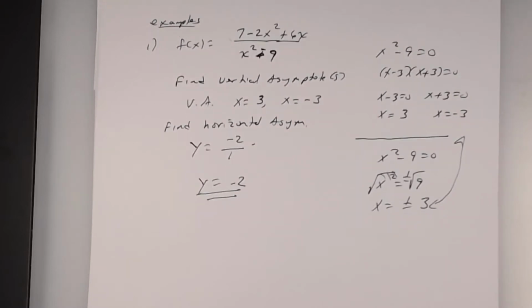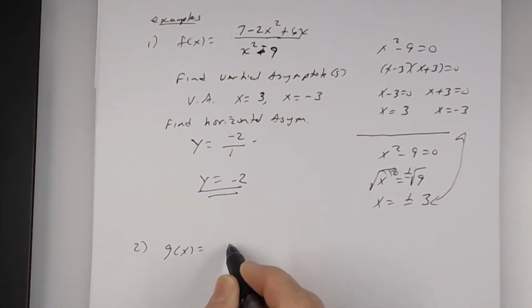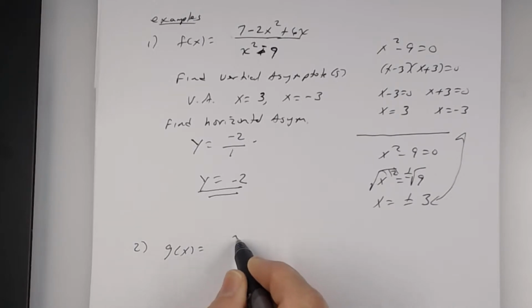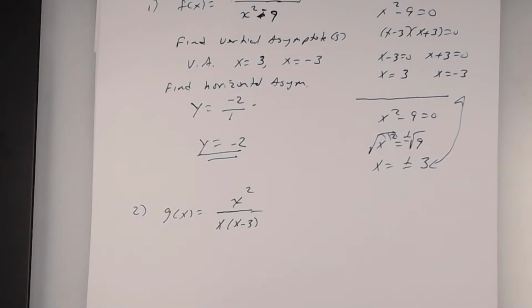All right, number 2. G of x equals x squared divided by x times x minus 3.